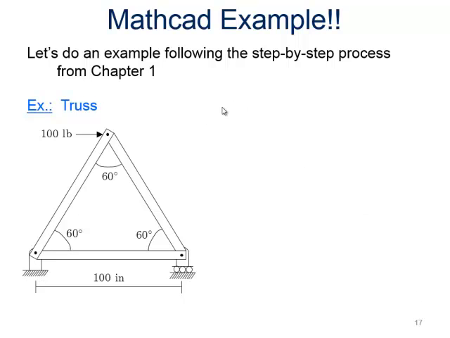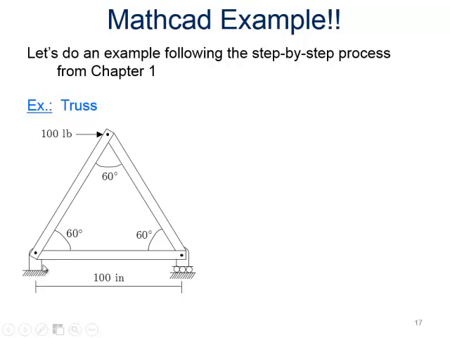All right, so here we go. We have this triangular truss that we're working with. We have 100 pounds being applied to the right at 60 degrees, so a nice equilateral triangle. 100 inches on this one, so being equilateral, all the other ones are 100 inches.